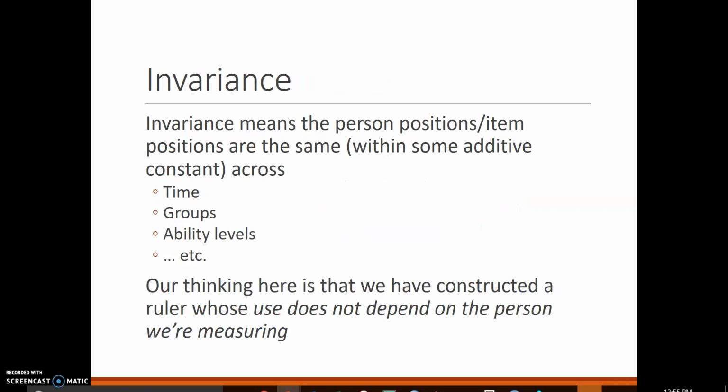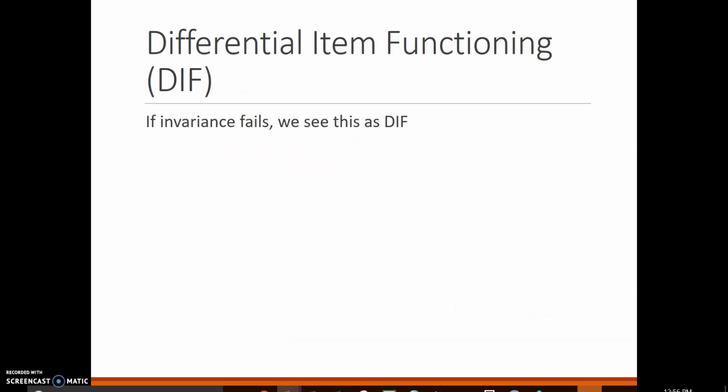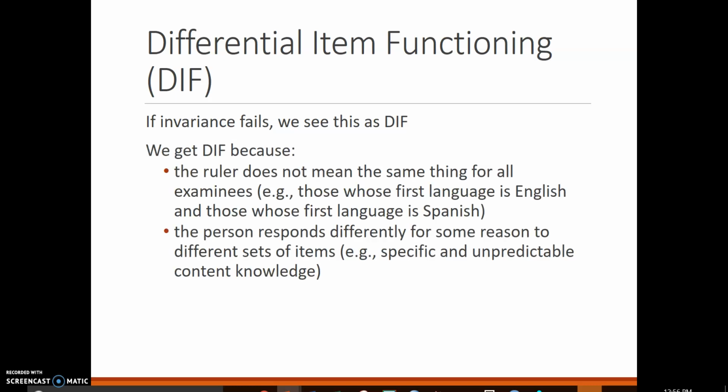So invariance means that the person positions, the item positions, all kinds of things, the whole model essentially is invariant, so it does not vary by time, groups, ability levels, etc. And we see this in DIF, differential item functioning. If we don't have invariance, if we see things that vary, we call it DIF.